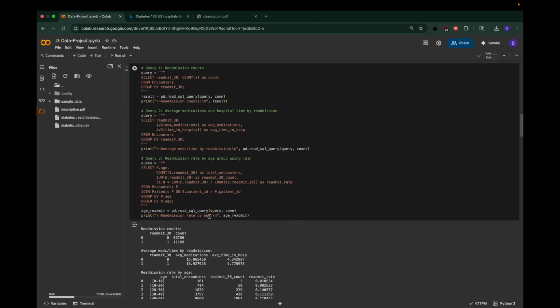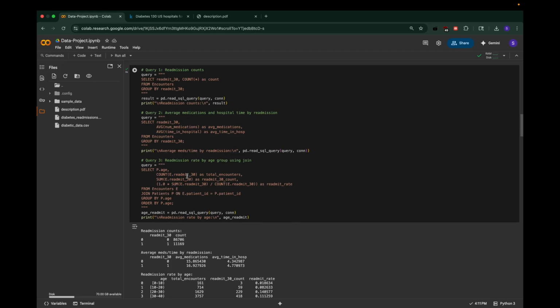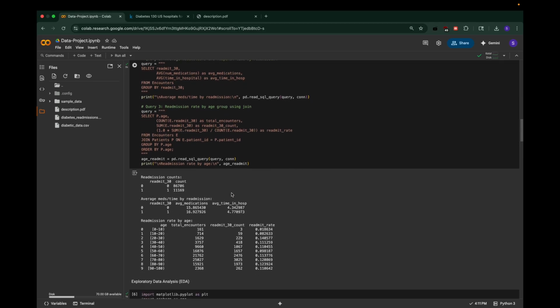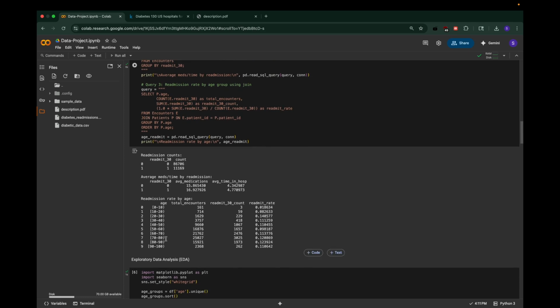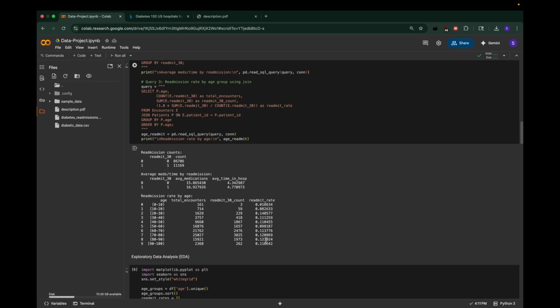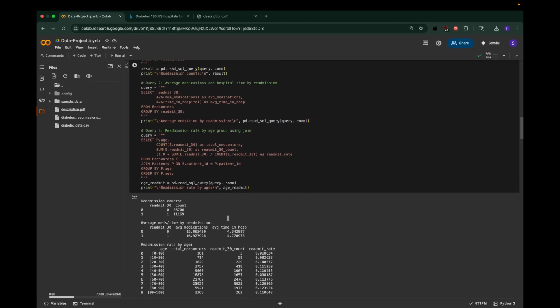So the next query joins the encounter table with the patient table to create a 30-day readmission rate by age group. Through this, you can tell the age groups with the highest total encounters are 15 to 25, with around 3,000 total encounters, and 1,900. These people have a readmission rate of around 12%, which is surprisingly high, but it's not as high as people who are 20 to 30%. So that was interesting.